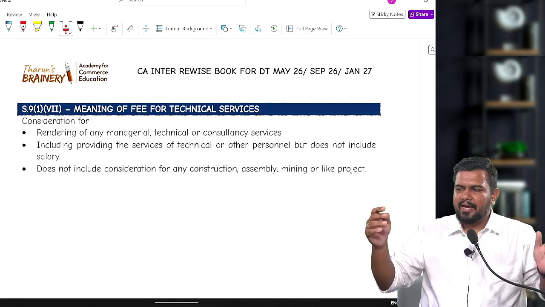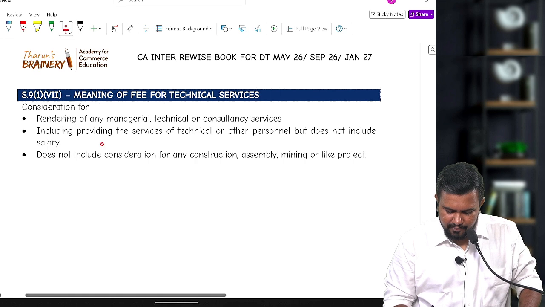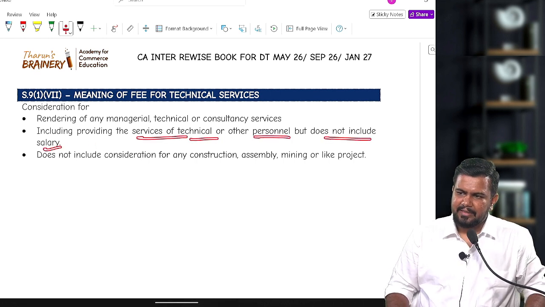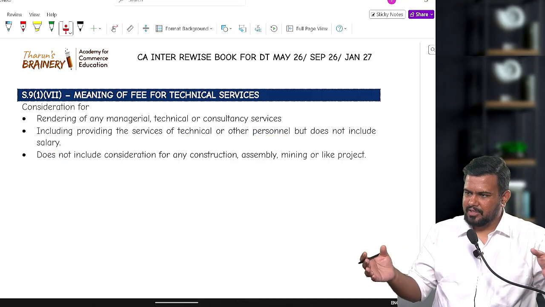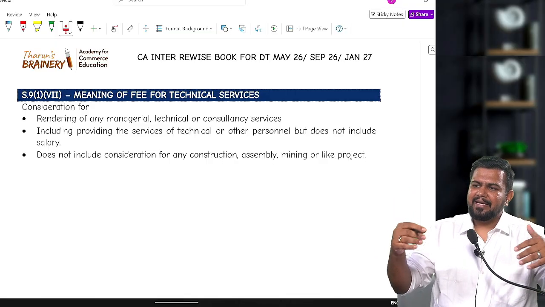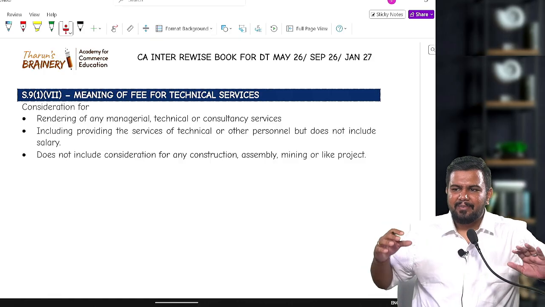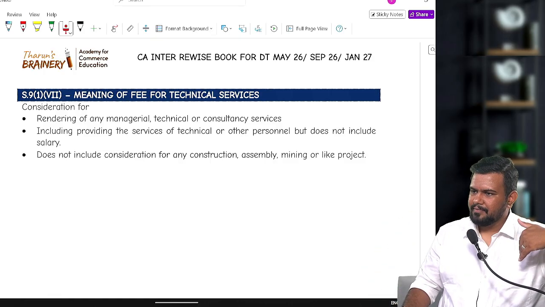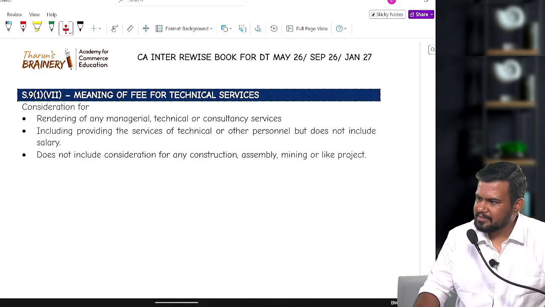So all these three are covered under fee for technical services, including providing the services of technical and other personnel, but does not include salary. For example, if a person has hired me, let's say I am a computer engineer, to come to their place and develop a software. This is technical service. Now for this technical service, I might send my staff. Okay, so they are making the payment for my staff also. So this is called fee for technical personnel. It is also covered under fee for technical service only.